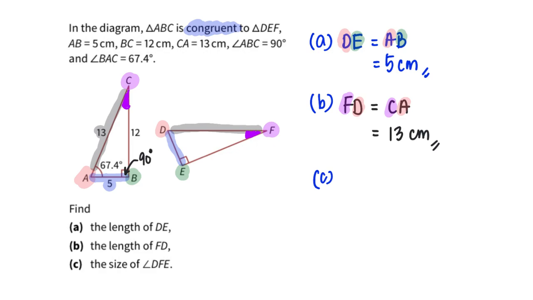So here comes the working. So angle DFE is therefore equal to angle ACB. I start with D. D is my red color point.